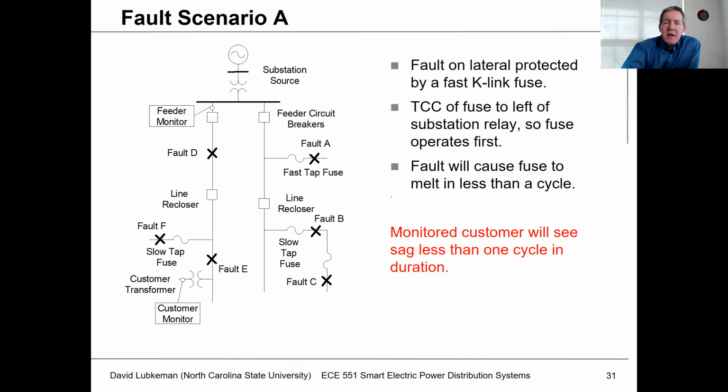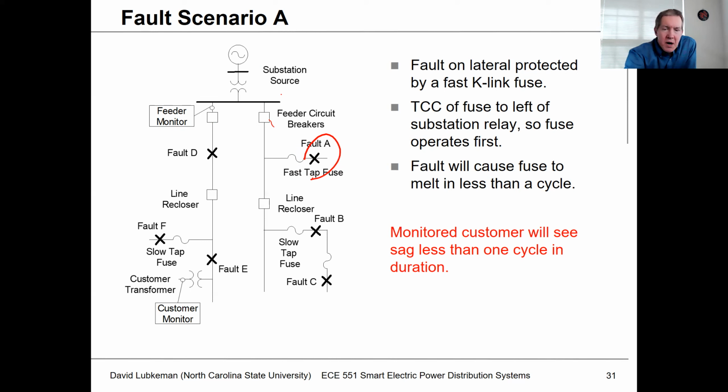So let's take a look at fault scenario A. What's going to happen in this case? Well, let's suppose I had a fault here. What I'm going to see, obviously, is a high flow of current, but this fuse is going to clear really fast, maybe in a fraction of a cycle. And so it's not going to cause this breaker to operate. This breaker is going to hang in there.